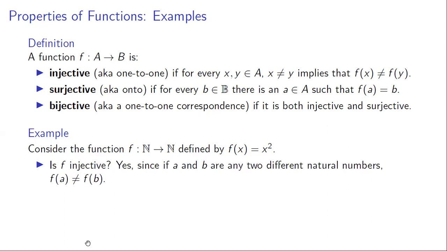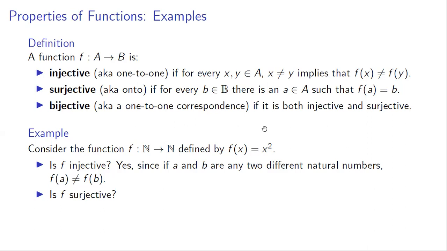Answer is yes, since if a and b are any two different natural numbers, f of a will not be equal to f of b. In other words, a squared will not be equal to b squared. And this didn't work in the previous example, because there we were dealing with negative numbers too. But here we're not dealing with negative numbers. We're only dealing with positive integers. So we don't have to worry about that. So this function is now injective. Again, it's a different function from before, but it's also called f. But this f is now injective.